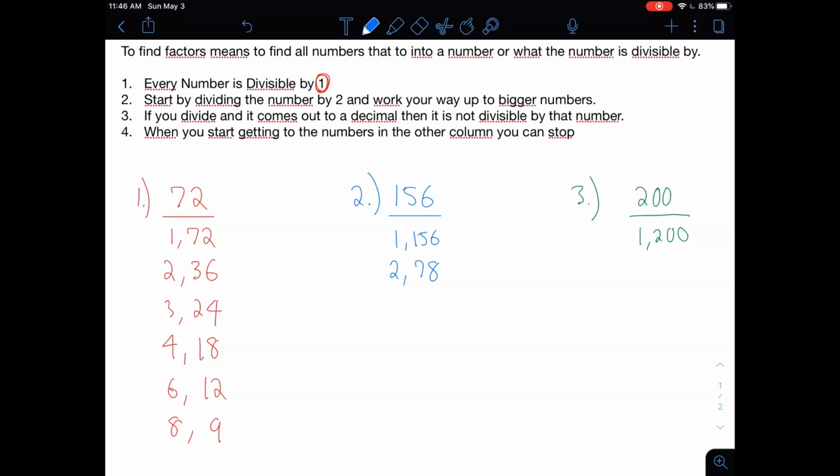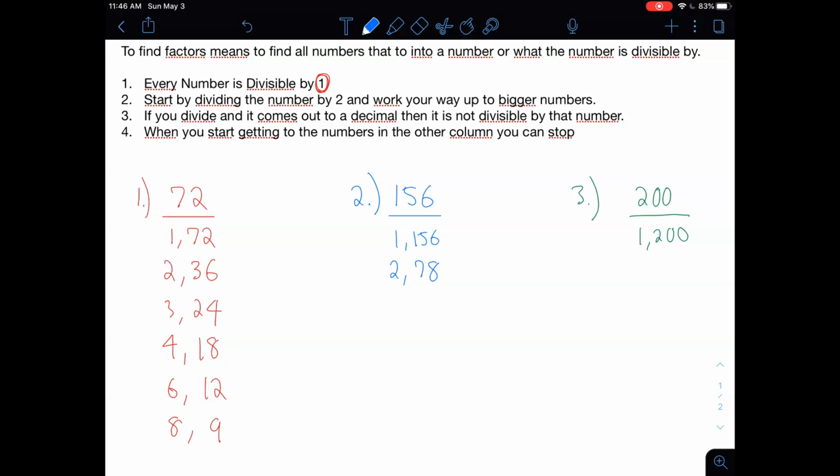Can you guys tell me why I knew that, just from looking at the number? What kind of number is 156? Is that even or odd? It's even, and all even numbers are divisible by what number? They're divisible by 2. So even before doing that, if you see an even number, this is divisible by 2. These are all divisible by 2 because they're all even numbers, and all even numbers are divisible by 2.